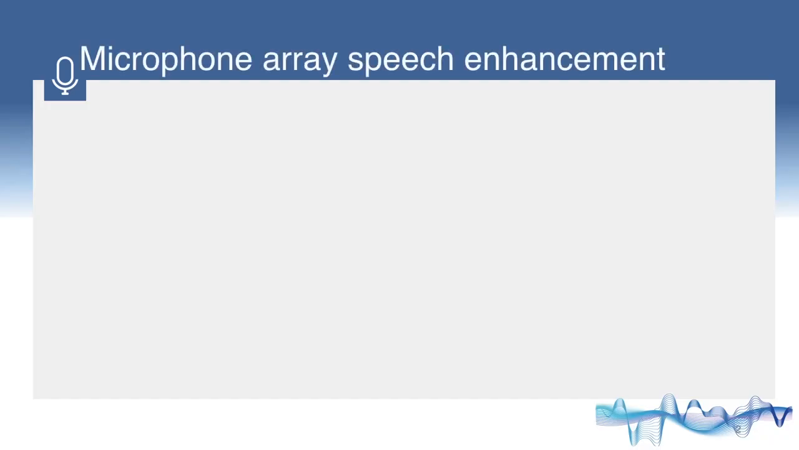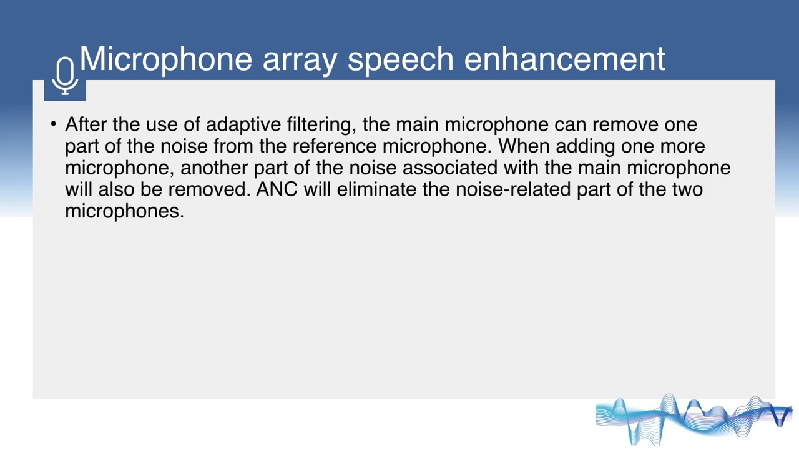In this session, we will have a brief introduction of several other speech enhancement techniques like microphone array speech enhancement and speech dereverberation. After the use of adaptive filtering, the main microphone can remove one part of the noise from the reference microphone. When adding one more microphone, another part of the noise associated with the main microphone will also be removed. ANC will eliminate the noise-related part of the two microphones.